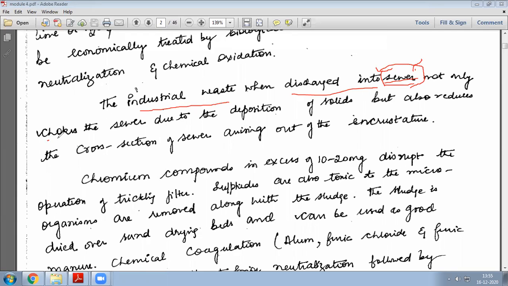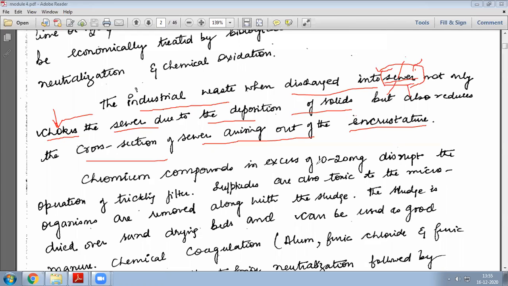The first thing you will see is chokes in the sewer due to the deposition of solids, and it also reduces the cross section of the sewer arising out of incrustation. Meaning it will start depositing. If any alkaline waste is there, it will deposit and form scaling, right? So sewer pipes get clogged or chokes will form. If alkaline waste is continuously passing through this sewer pipeline, you will observe a choking problem. So those effects are there.